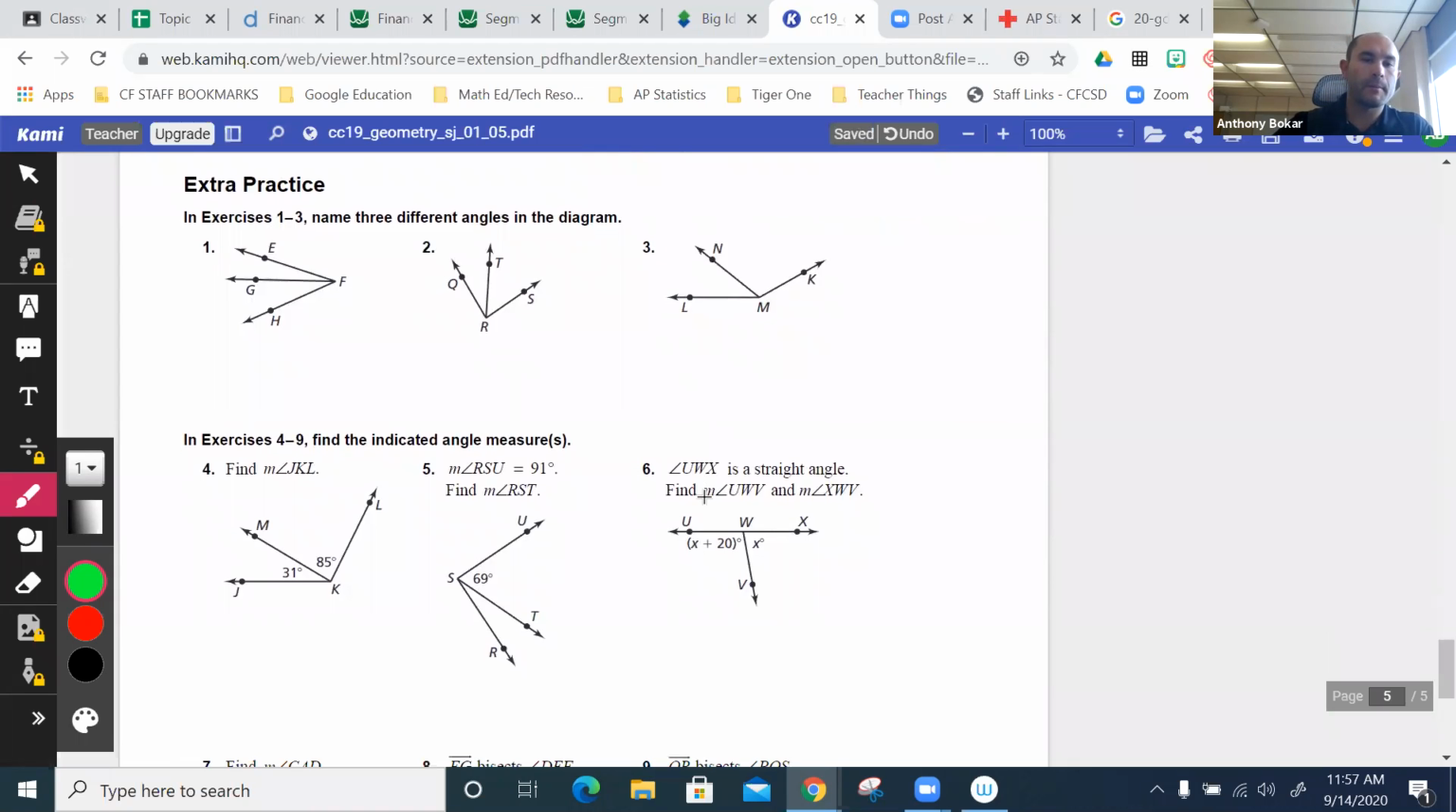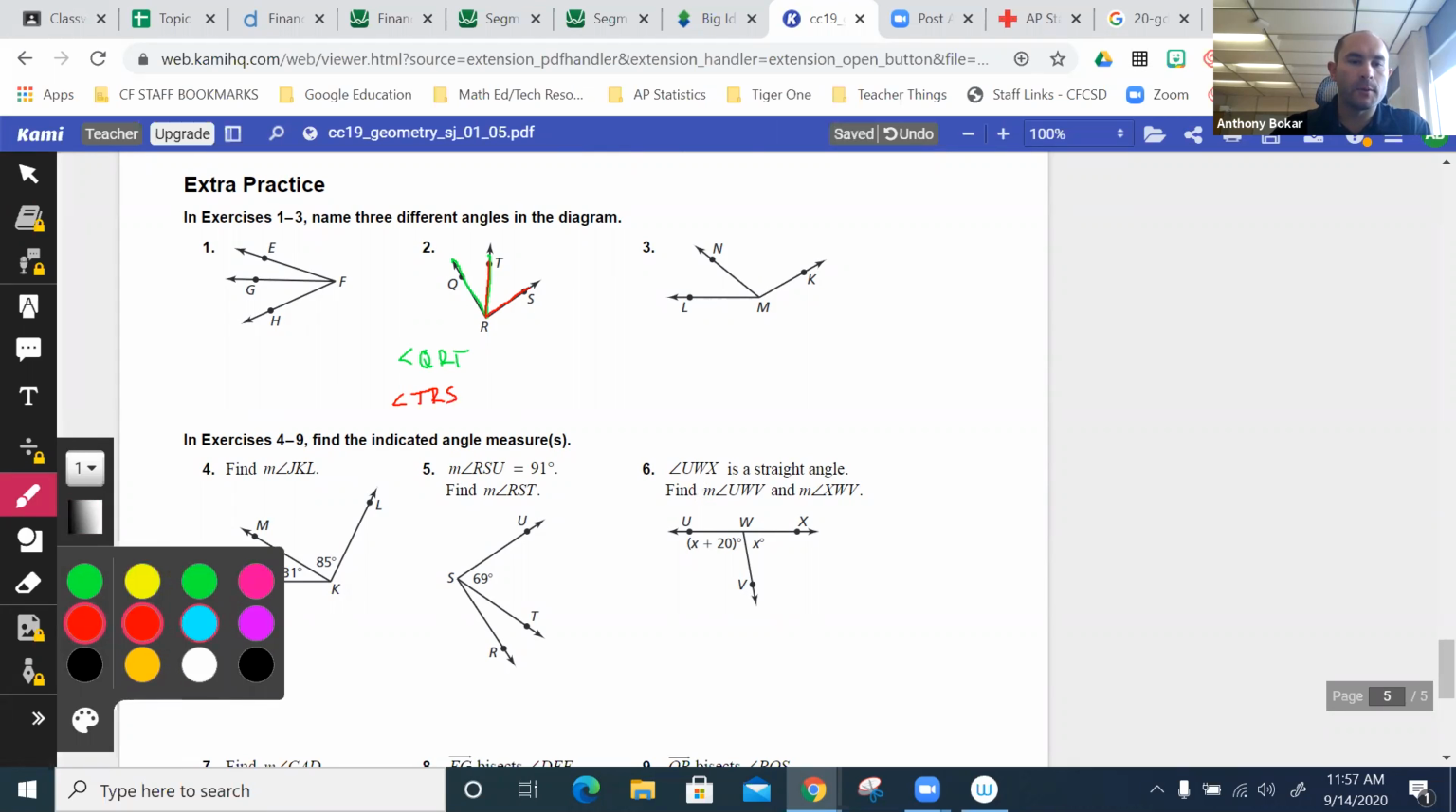Okay, let's do a couple problems there. Name 3 different angles in the diagram. Let's look at number 2. So one angle could be, I'm going to highlight in green here, QRT. So you could say angle QRT. Another one, if I do it in red, could be angle TRS.